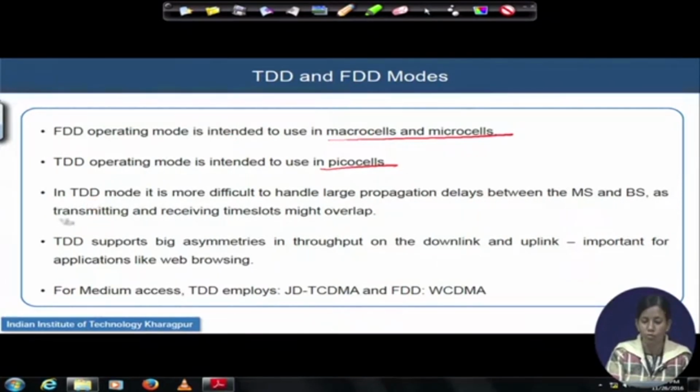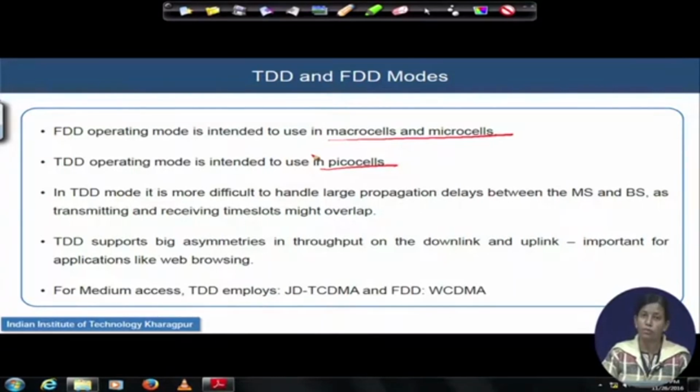So, TDD mode is always preferable for application over the pico cells, as the propagation delay is very large otherwise. Why is it difficult? Because if the propagation delay is very large, then two consecutive time slots where downlink and uplink transmission is going on might overlap also. So, part of the communication from the downlink will overlap over part of the communication in the uplink. That way you can never segregate the two signals in the downlink and uplink, and it is very difficult to handle. So, that is why we prefer to use the TDD mode of communication in an environment where it is ensured that large propagation delays will not occur, which is basically the indoor environment.